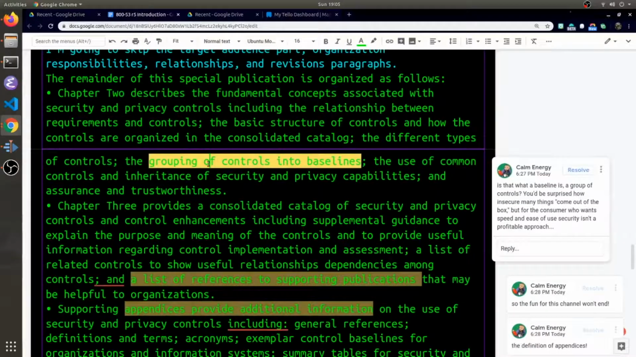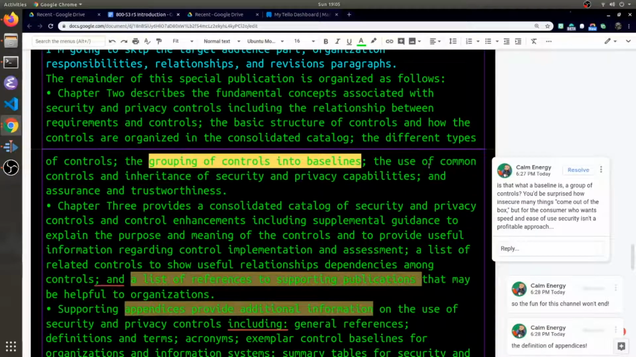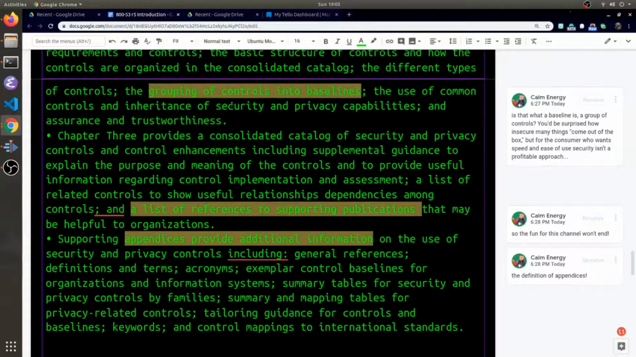Something as simple as grouping of controls into a baseline made me have an aha moment. Is that what a baseline is? A group of controls? I think you'd be amazed at how many things come out of the box just totally insecure. But if your average consumer is looking for speed and ease of use, security is not the profitable approach for a lot of companies. So that's interesting, to approach those companies with different baselines in mind.